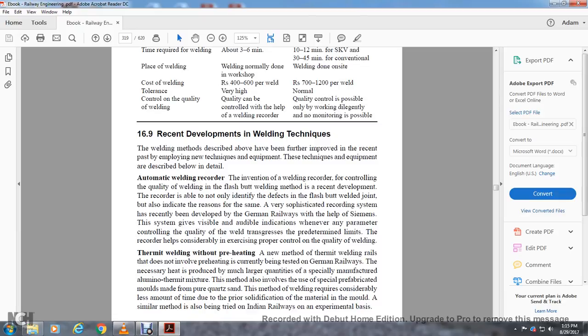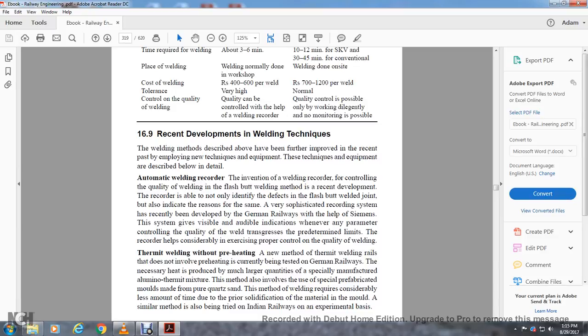Alright, 16.9, recent development of welding techniques. The methods described above have been further improved by employing new techniques and equipment, which are described below. Detailed automatic welding recorder: the welding recorder controls the quality of the flash butt welding method. The recent development of the recorder is able to not only identify the defects of the flash butt weld, but also indicate the region of the same.